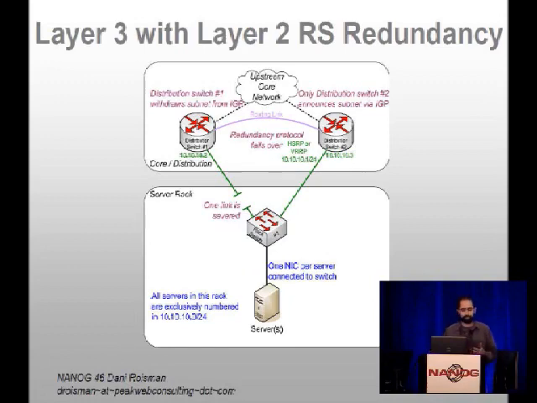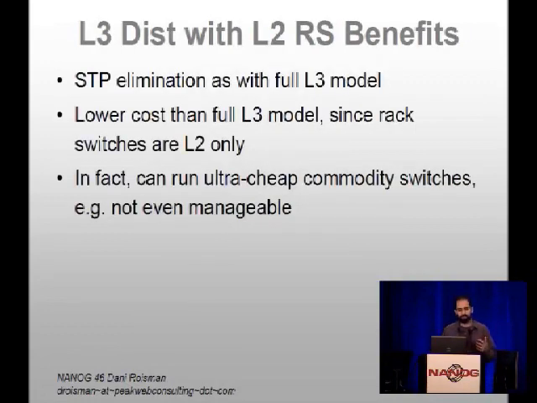The benefits of this model is, again, no STP, no layer 2 loops. You don't have to worry about taking down your whole data center if somebody plugs in a wire incorrectly. Lower cost in the full layer 3 model because the rack switches are layer 2 only. In some cases can be extremely inexpensive rack switches. It could actually even be less expensive than the STP protocol. It can be multi-vendor. Even a $45 Fry's switch works. Again, I don't recommend that. I like being able to reach my switches.